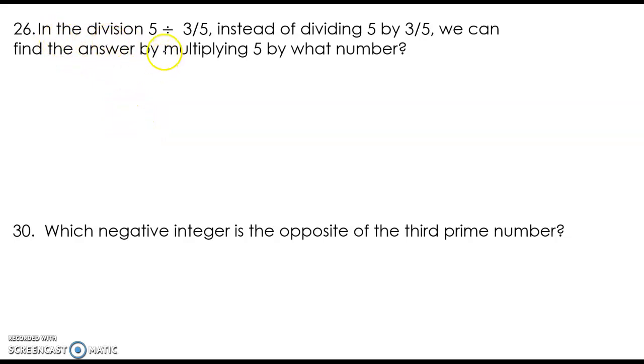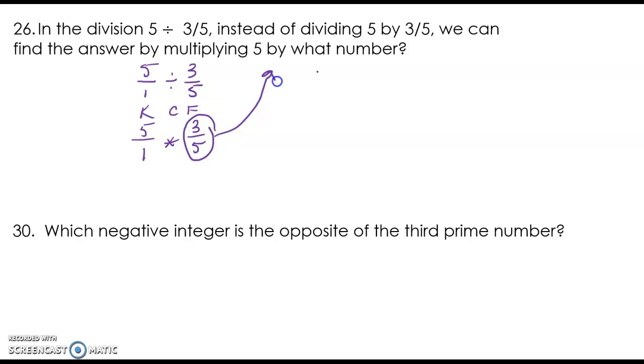26 in the division, 5 over 1 divided by 3/5. Instead of dividing 5 by 3/5, we can answer by multiplying 5 by what number? Well, when we change, flip, 5 over 1, we multiply by 3/5, which is what they're asking for. We multiply by the reciprocal when we flip it.